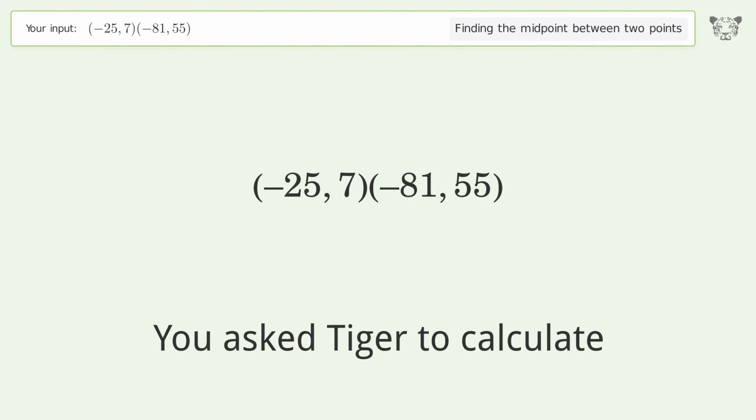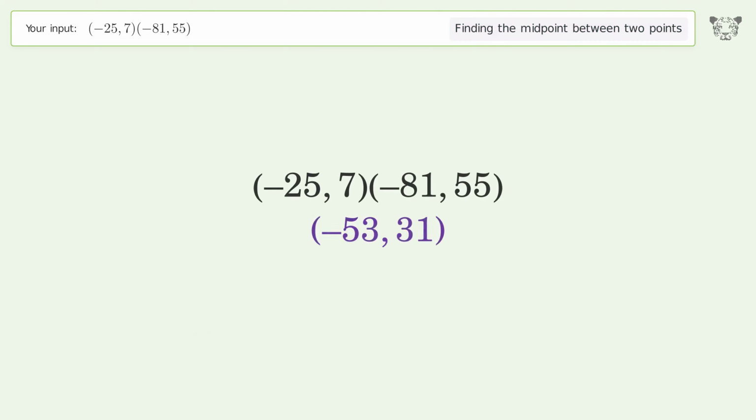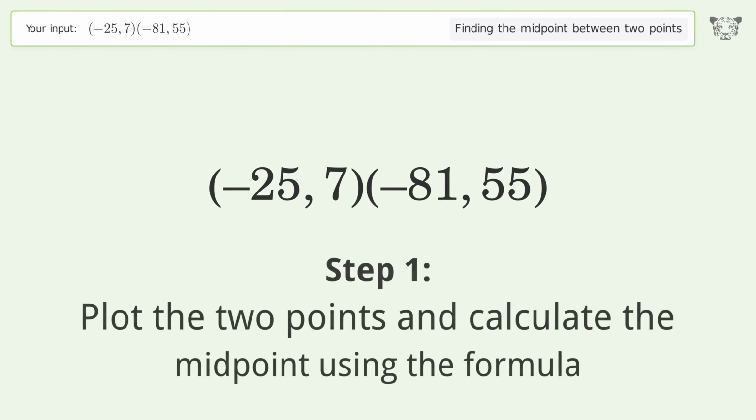You ask Tiger to calculate. This deals with finding the midpoint between 2 points. The midpoint between the 2 points is negative 53, 31. Let's solve it step by step. Plot the 2 points and calculate the midpoint using the formula.